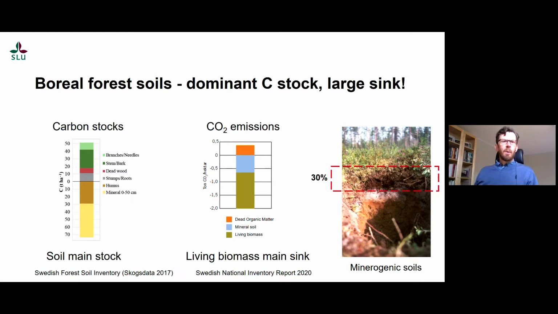Also, in the boreal forest soils, it's quite important, I think, to remember how these soil profiles are formed, and that we have about 30% of the carbon stock in this organic humus layer sitting on top of the mineral soil, and this has some implications on modeling and hypotheses about carbon storage.